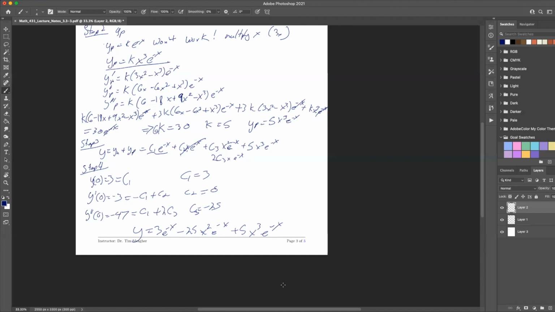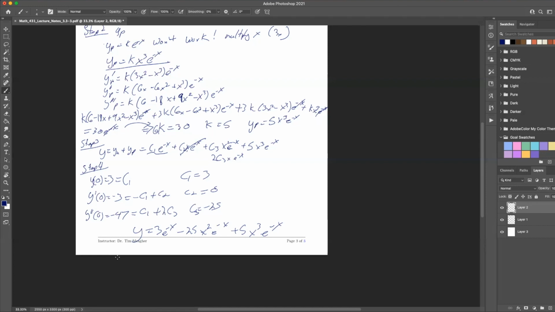If we had left the y particular as k e to the negative x, at what point would we realize that that wasn't the right y particular? If you plug that in, you're going to realize that everything just zeroed out. You're going to have 0 equals 30, because if it was a homogeneous solution, it by definition zeroes out. So if you get 0 equals whatever, just slap an x on it. If you still get a 0, slap another x on it. So it's kind of trial and error unless you realize it.